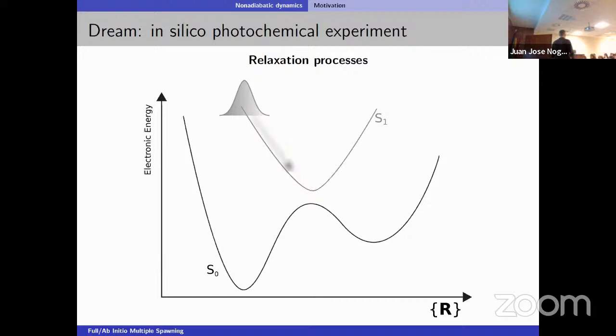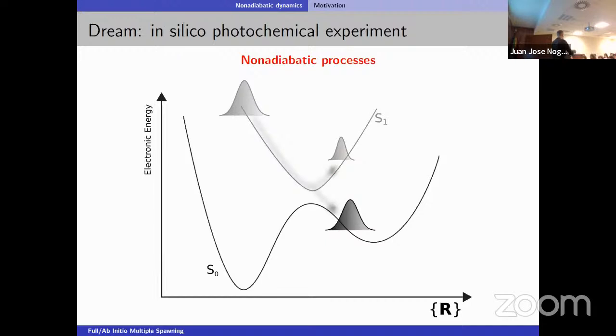And this nuclear wave packet can just split, right? In other words, your molecule will be at the same time on the ground and on the excited states, right? And this is really a non-Born-Oppenheimer process. This is what I would like to be able to simulate for any molecule, okay?